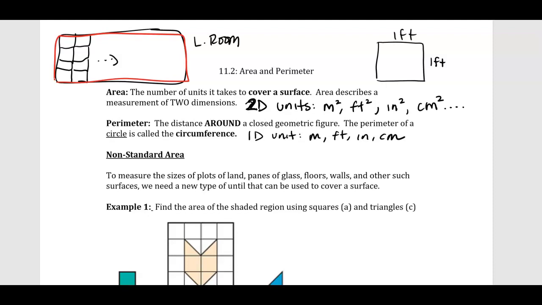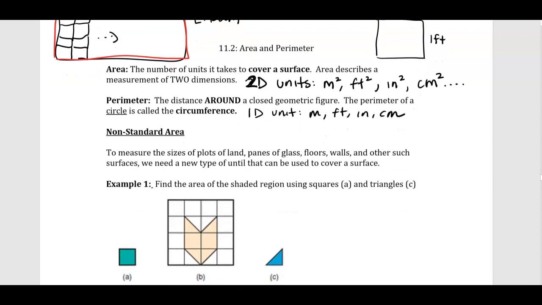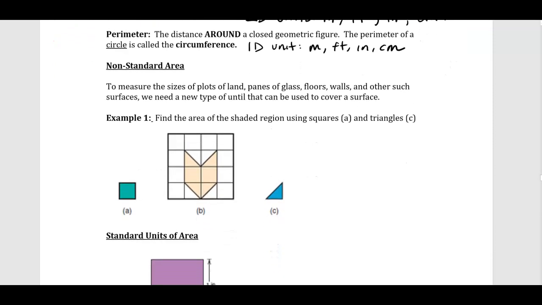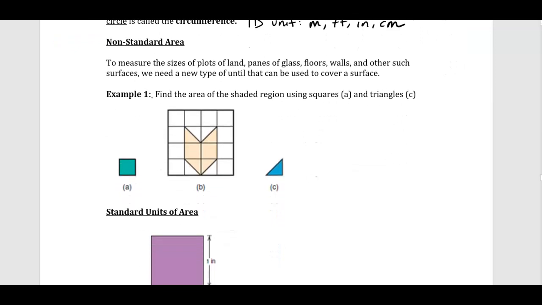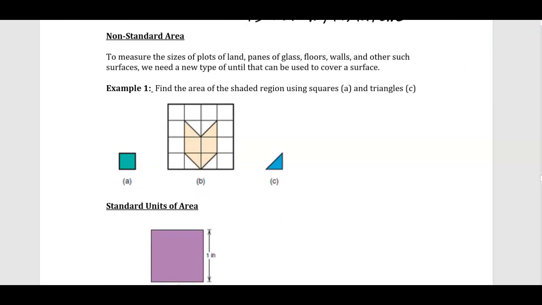Just like we talked about in the measurement video for 11.1, we start teaching kids how to measure using non-standard units. So when we teach them how to find the area of something, we also use non-standard area units. For example, if you wanted to find the area of this region shaded in yellow, one way is you could give them some sort of shape. So we'll start with the square first, and we're going to ask ourselves, how many squares are there in this shape?